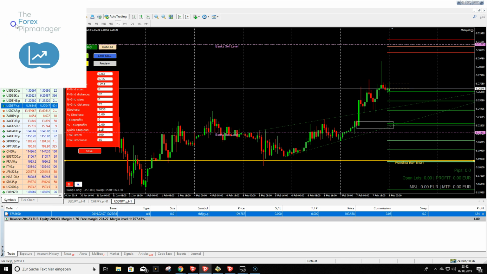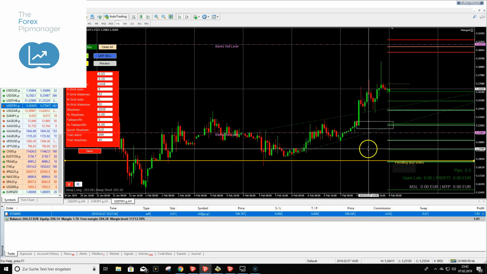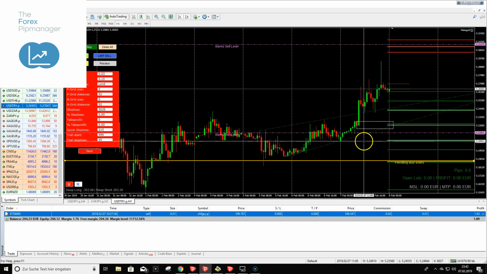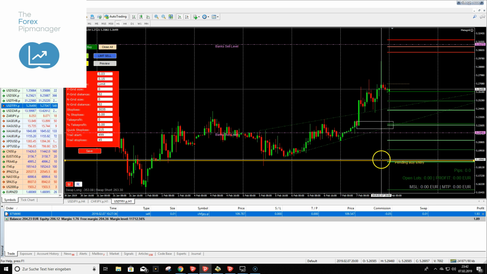A trailer we can use as target. I would use around this area here. If it triggers in, we have a resistance area here. So this is a nice target we can set, and for this I would place the trailer to start around here.